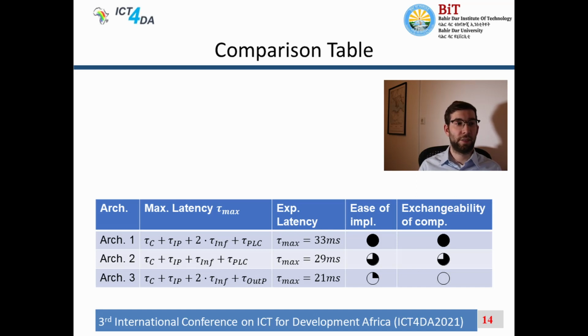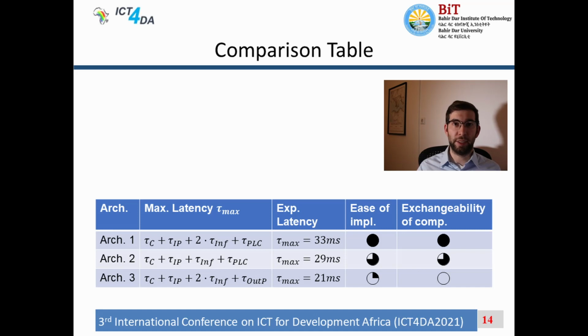Our last criterion is the exchangeability of components, which is especially important in Industry 4.0 environments, where service-oriented architecture is implemented. Here, architecture 1 has by far the best exchangeability, because every component is autarkic on its own, so there is no synchronization effort between any components or any messages except for the data which is pushed.